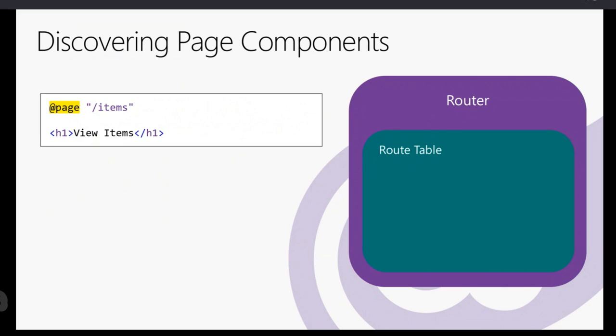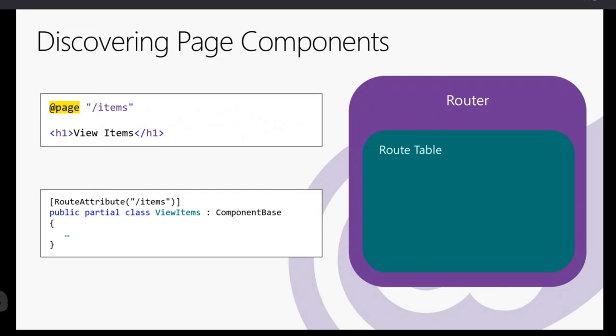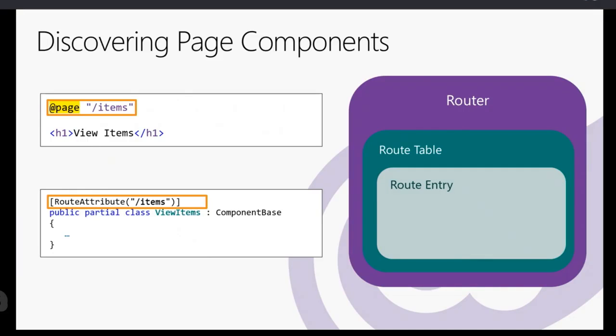But Blazor's router doesn't actually look for these page directives themselves. It actually looks for something else. So what does it look for? Well, all Blazor components are compiled into classes. So this particular component would compile down to a class that looks something like this. And as part of that process, the page directive is transformed into a route attribute. The route template that we've specified in the page directive is also passed into that route attribute. And it's these route attributes that Blazor's router is looking for. So it scans the assembly we give it, looks for any components that are decorated with this route attribute, and then stores them in something called a route entry.